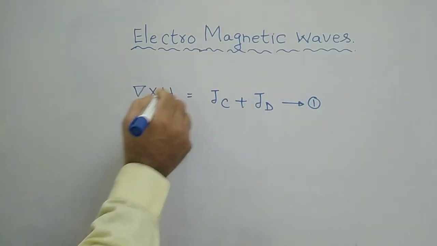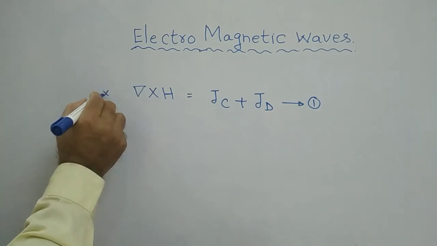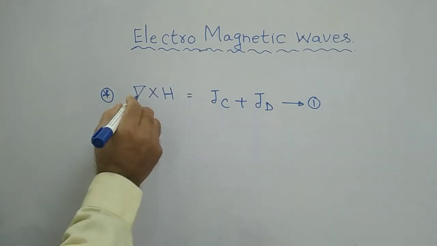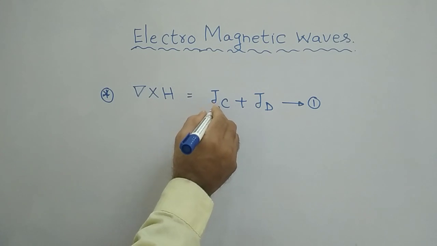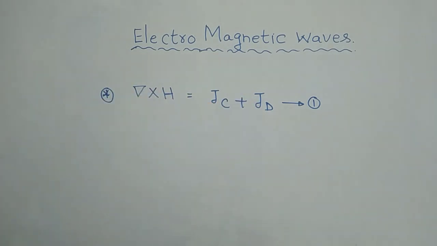Del cross H, from Ampere's law. This is the first equation: del cross H is equal to Jc plus Jd. This is the conduction current density, and this is the displacement current density.